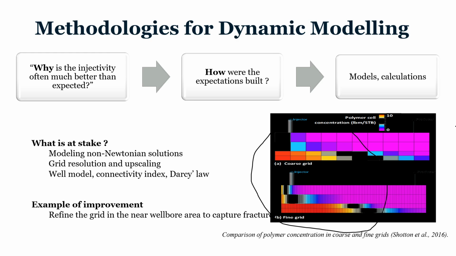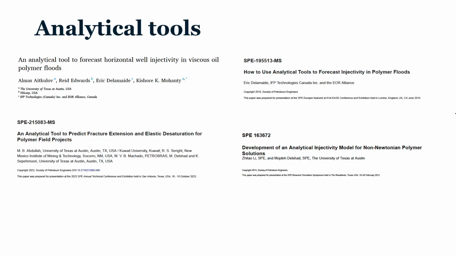But in most cases, when you have vertical wells, it's the place where everything happens: fracturing, shear changes, and the polymer going inside the matrix. That's a place you really need to focus on and understand what's happening.